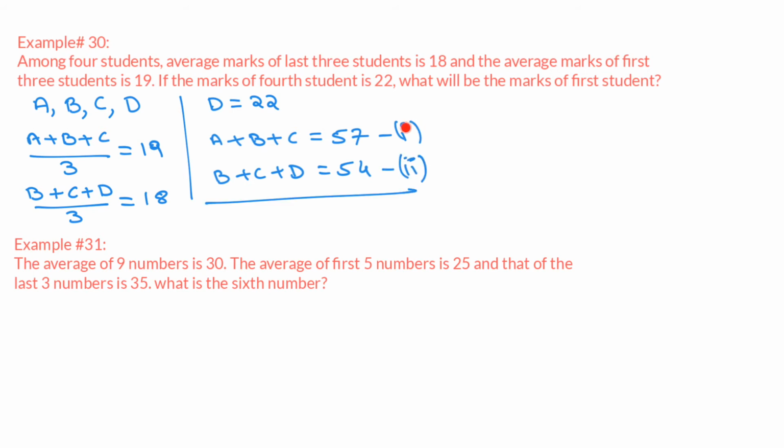If we observe 1 and 2 carefully, then we can identify the operation that has to be performed on them to get the value of A. See, it is very obvious.